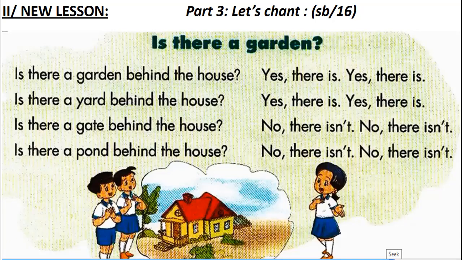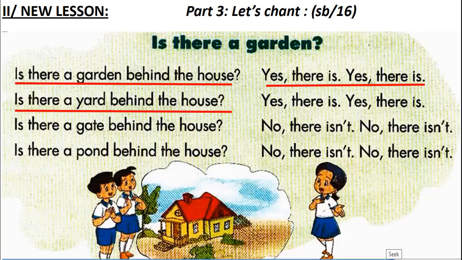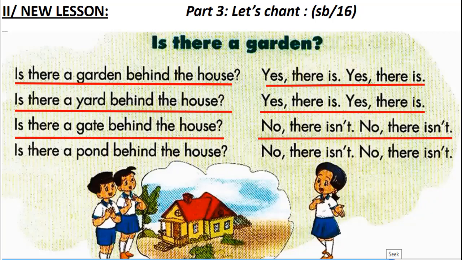To practice the chant fluently, read after me sentence by sentence. Is there a garden behind the house? Yes, there is. Is there a yard behind the house? Yes, there is. Is there a gate behind the house? No, there isn't. Is there a pond behind the house? No, there isn't. Now listen to the chant again and follow the recording.